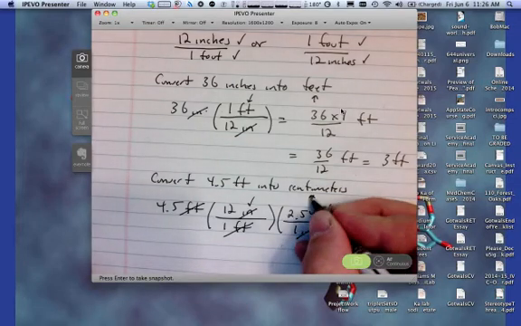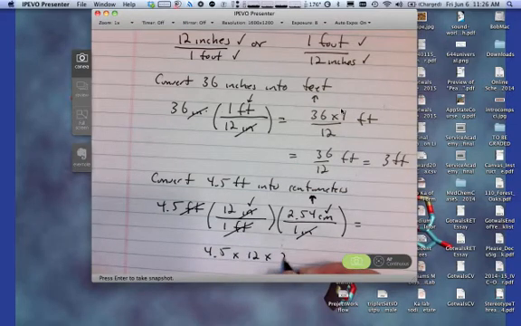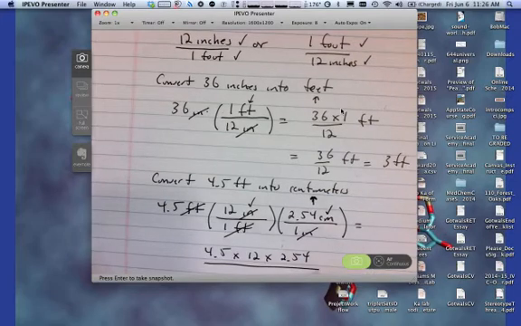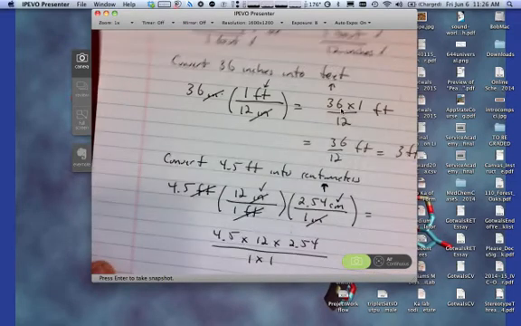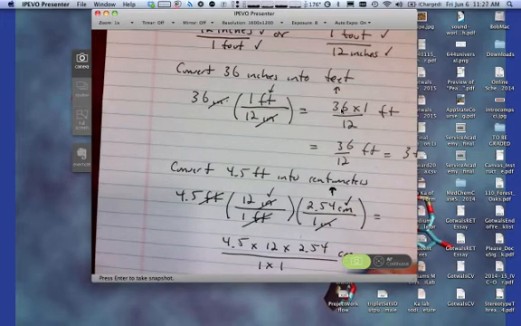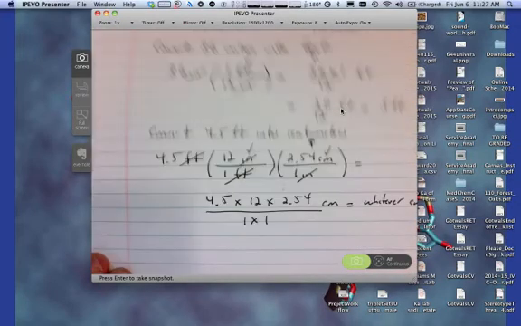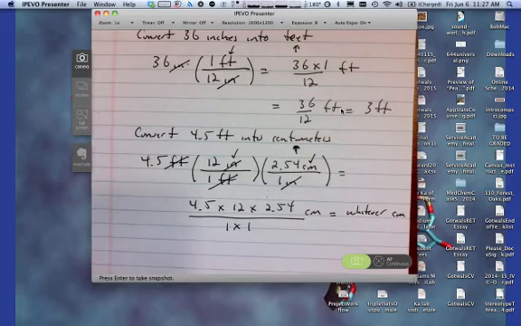So now all I need to do is pull out all my numbers, and I can ignore the denominator there. Notice that my unit carries, and if I do that math with my calculator or whatever tool I'm using, it's going to be whatever the number is in units of centimeters. So that's all there is to unit analysis.